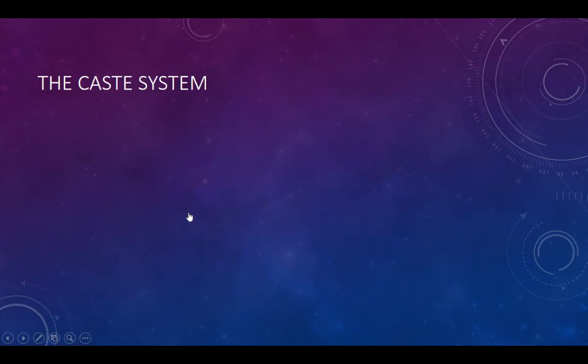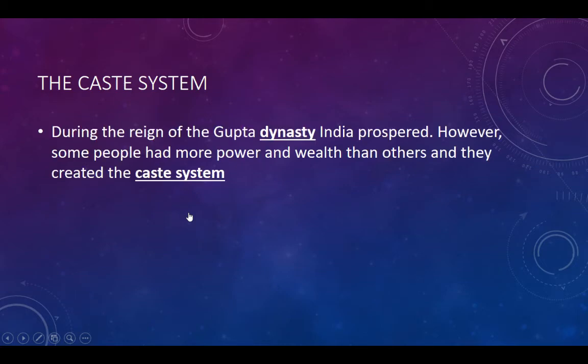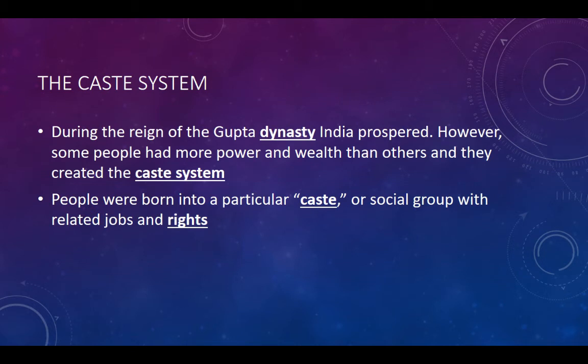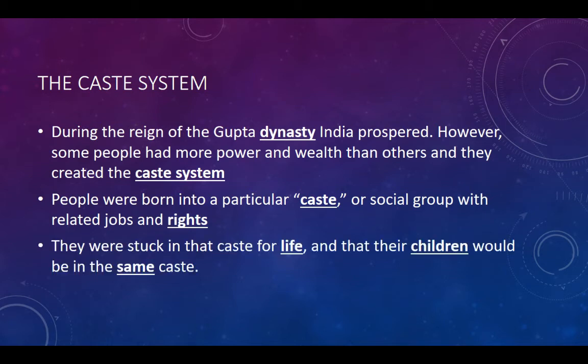Now we're going to begin to talk about some of their important social institutions, starting first with something called the caste system. During the reign of the Gupta dynasty, India prospered. However, some people had more power and wealth than others, and they created the caste system. Caste system is when people were born into a particular caste or social group with related jobs and rights. They were stuck in that caste for life, and their children would be in the same caste.